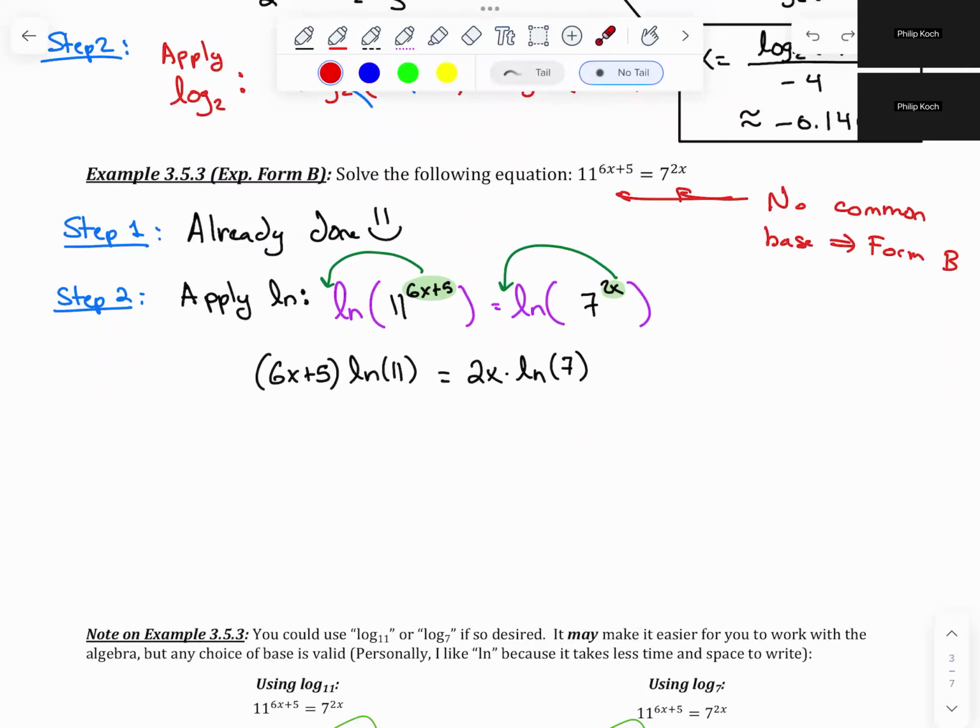Yes. So what do you mean if there was no base? If it was 2x instead of 7? Oh, good question. If you have 11 to the 6x plus 5 equals 2x, that is a much more challenging question to answer, because there's not really a way to go about solving it nicely. I mean, there probably is some algebra you can do to manipulate it. Let me think. Get back to you on that one.